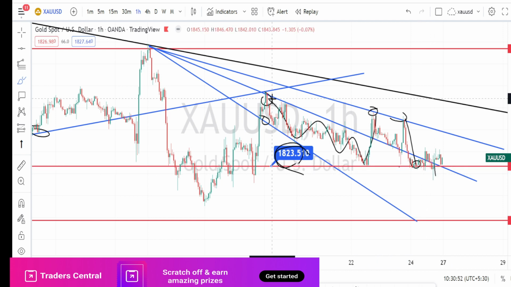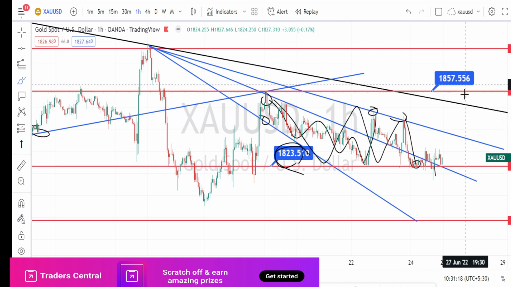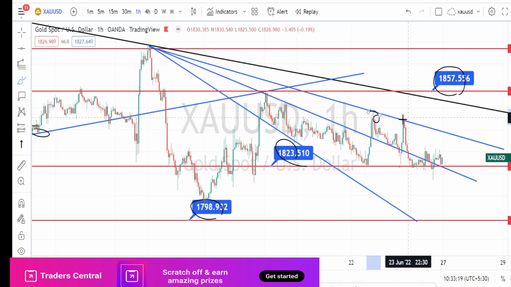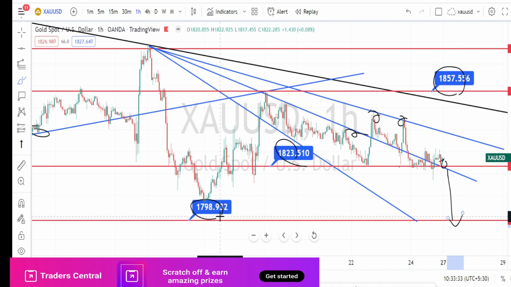So the overall price action in hourly time frame is only sideways, trading between the resistance level of 1857 and the support level of 1823. We can also notice that the retracement levels are becoming lesser and lesser. So if the price action breaks the support level of 1823, we can expect the price action to test the higher time frame support level of 1978.